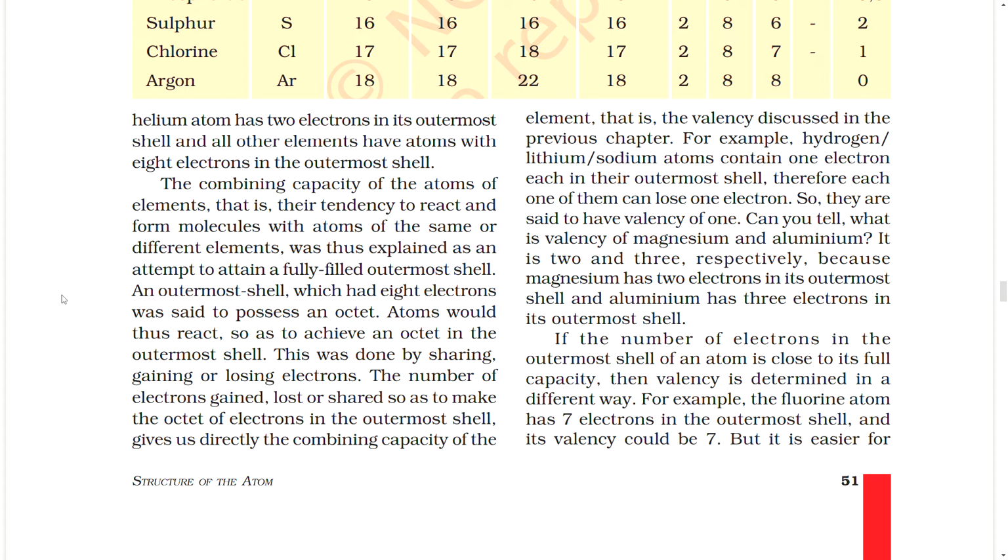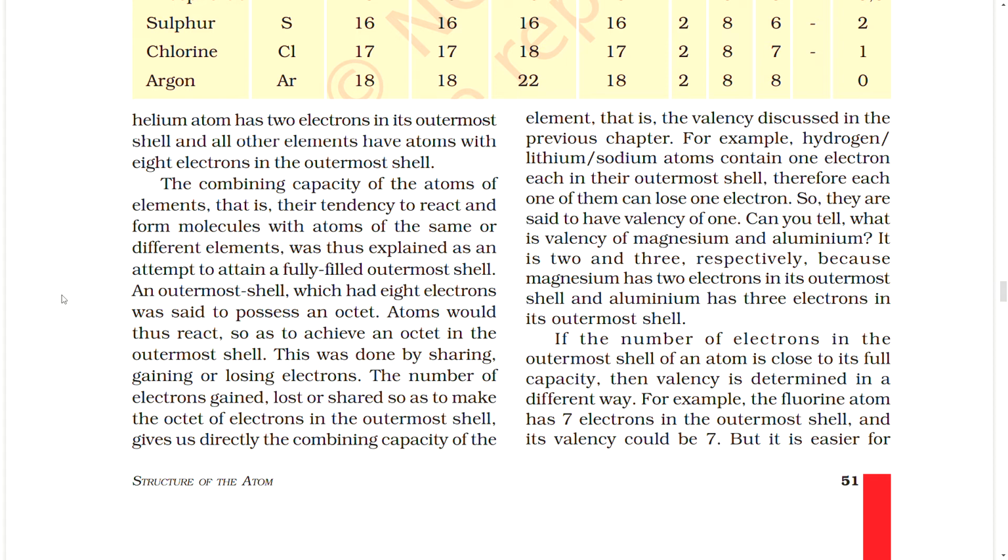This was done by sharing, gaining, or losing electrons. The number of electrons gained, lost, or shared so as to make the octet of electrons in the outermost shell gives us directly the combining capacity of the element, that is the valency discussed in the previous chapter. For example, hydrogen, lithium or sodium atoms contain 1 electron each in their outermost shell. Therefore, each one of them can lose 1 electron. So, they are said to have a valency of 1.